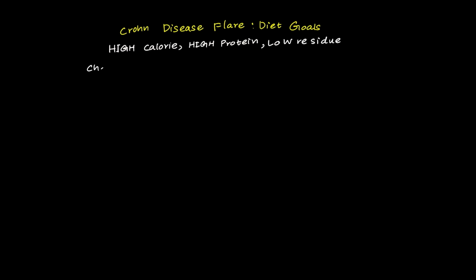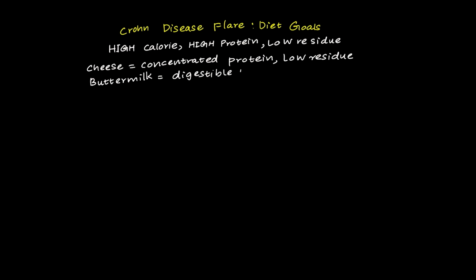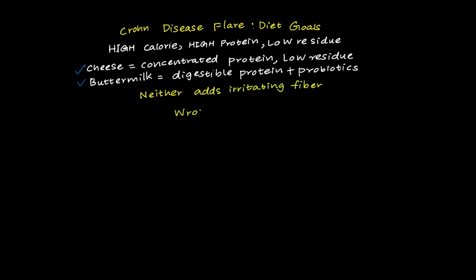Active Crohn's disease flare. The client needs calories and protein but can't tolerate fiber. The dietary goal is high calorie, high protein, low residue. The right choice is cheese and buttermilk. Cheese delivers concentrated protein in a low residue form. It doesn't leave much bulk in the intestines. Buttermilk provides easily digestible protein plus probiotics that may support gut health. Neither one adds irritating fiber.